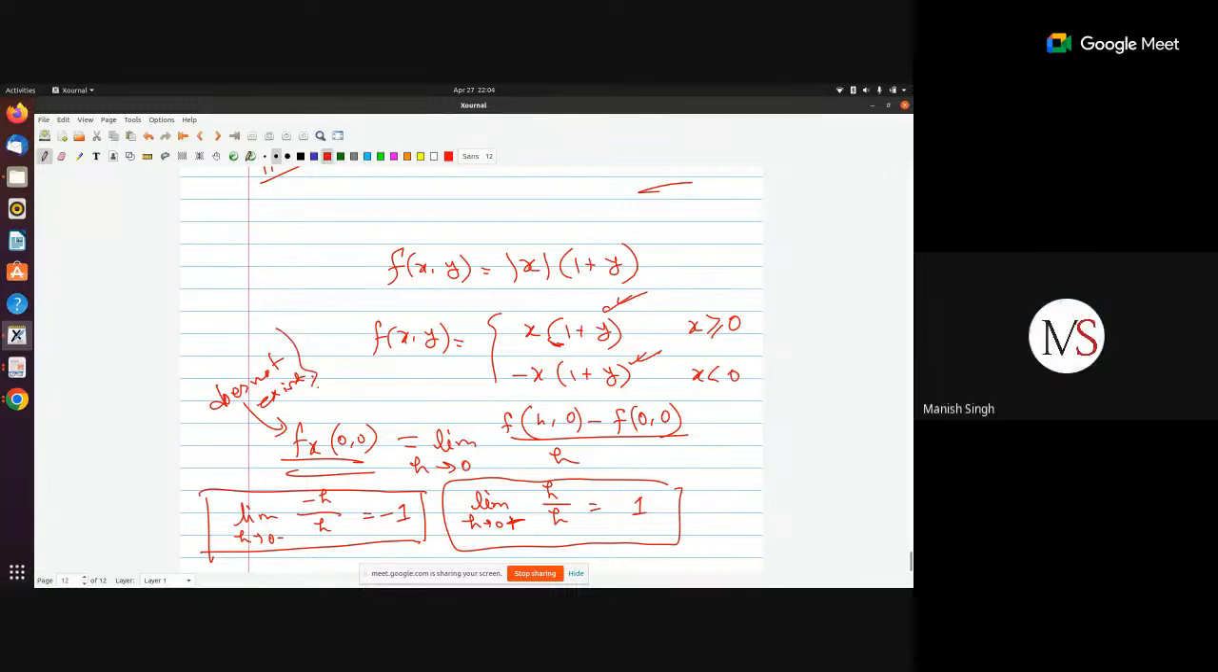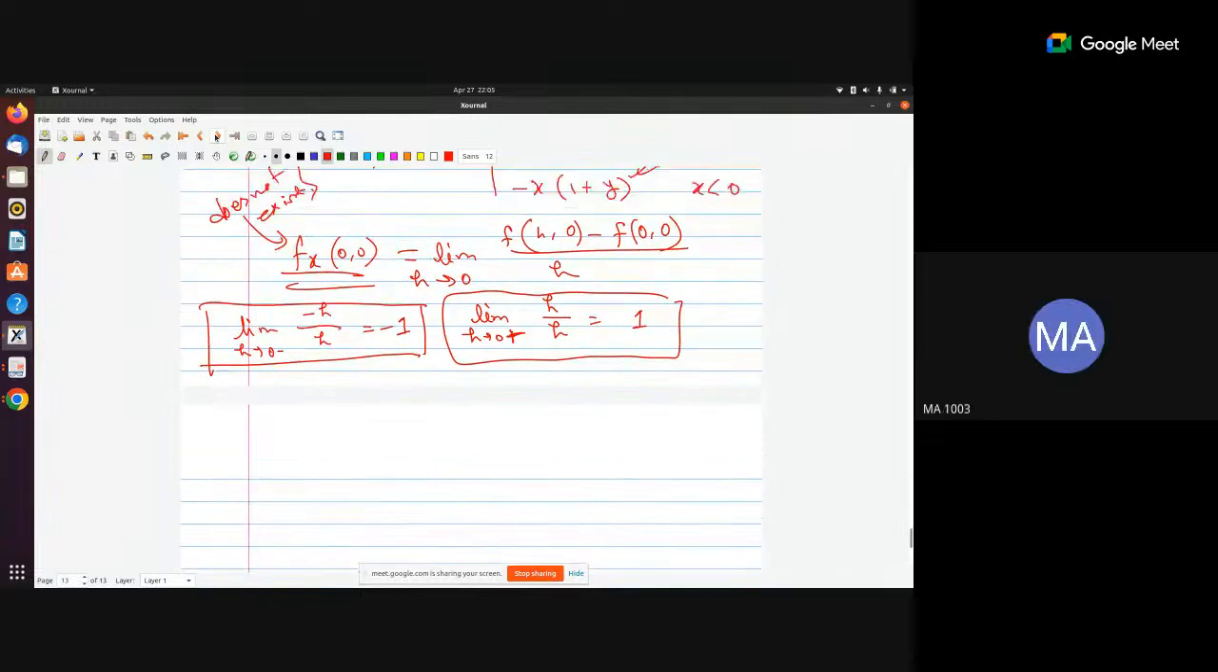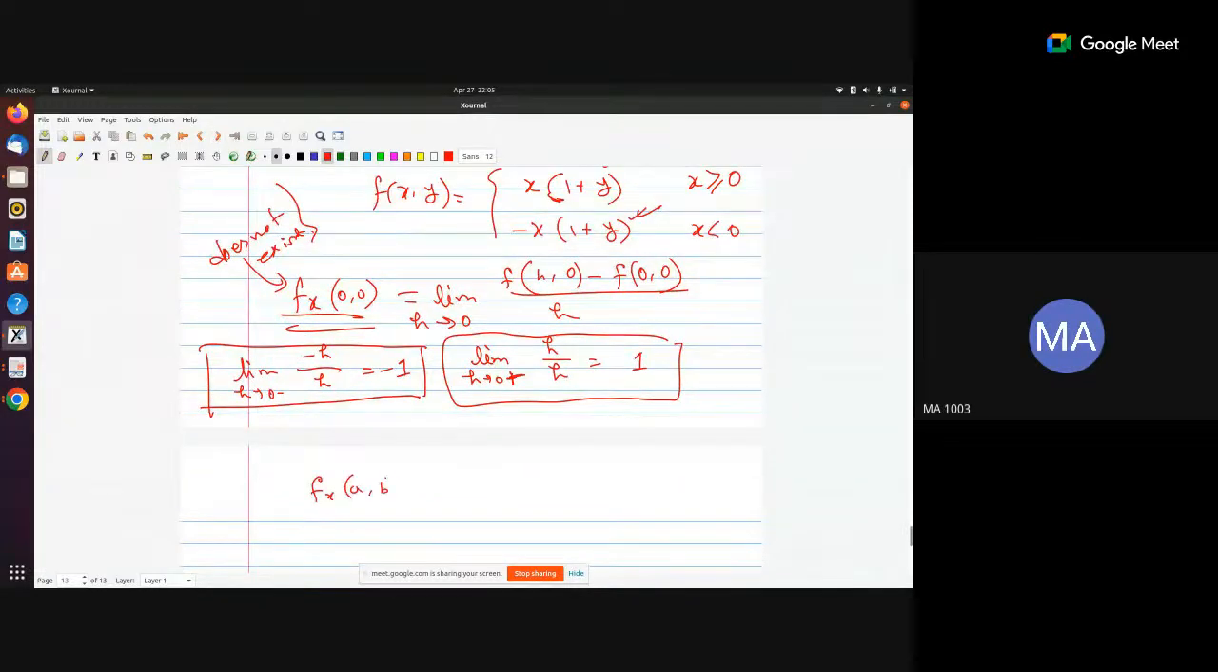Sir, it would help me understand, how did you get f of h, comma 0 as 0? This is the definition of fx, no? What was the definition of fx? fx at a, b is the limit as h tends to 0 of f of a plus h, comma b, minus f of a, b, over h. Just fx, I am saying, with respect to x only. Okay. So this is the definition, right? Now, if a and b both are 0, so what is that?